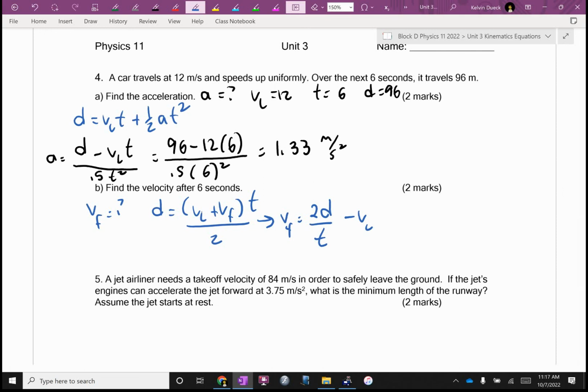Is it 20? That one I didn't do in my head. I remembered it, although I could do it in my head, because it would be 2 times 96 divided by 6 minus 12. It's 32 minus 12, which is 20. And it's a velocity, meters per second.